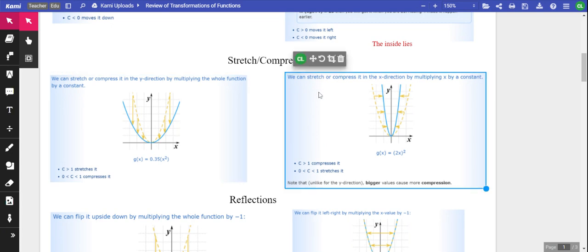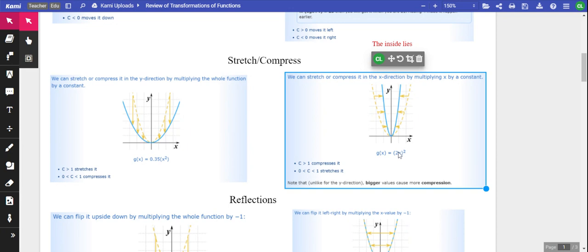When I stretch or compress in the x direction, we have that same issue of the inside lying to us. So even though it looks like I'm multiplying by 2, I'm actually taking my function and causing it to be half my x values. What that 2 does is it causes our x values to happen twice as fast. So instead of my x value of 2, where my point used to be, it moves to that x value of 1. Because my graph is happening twice as fast, it looks half the size.